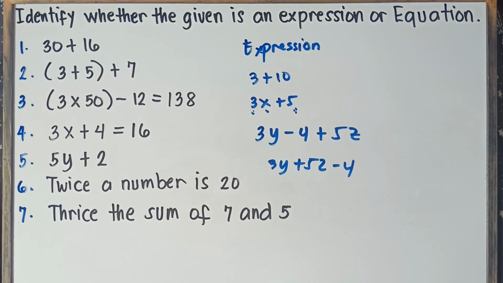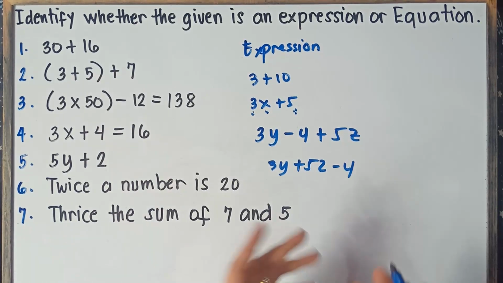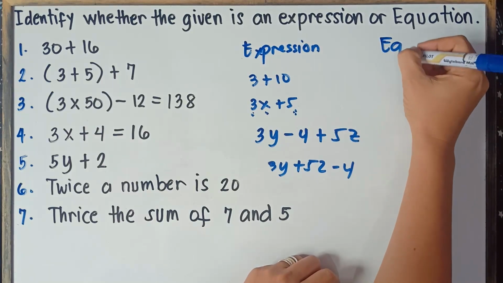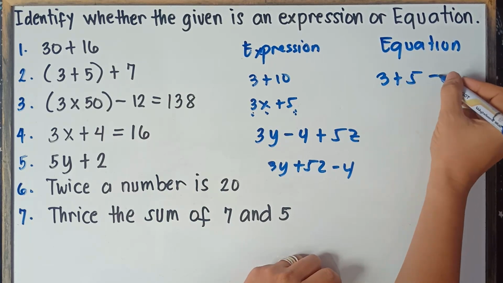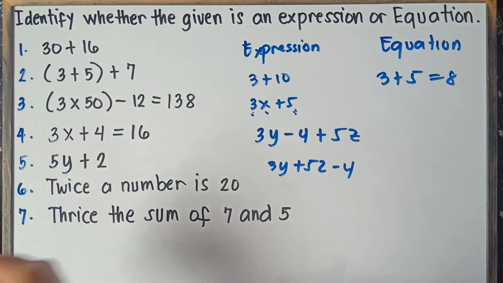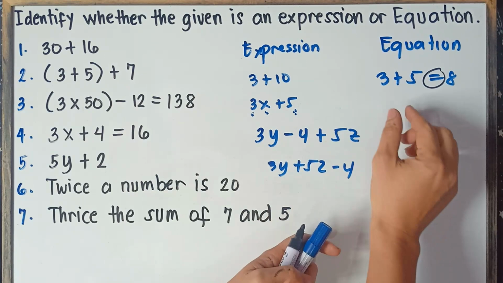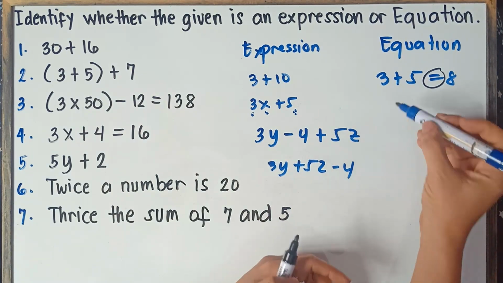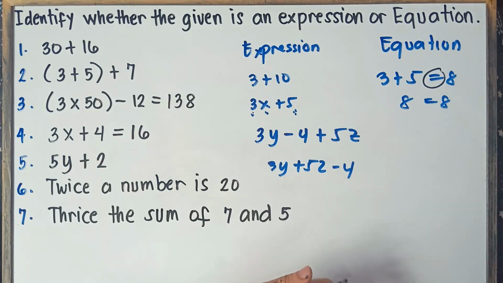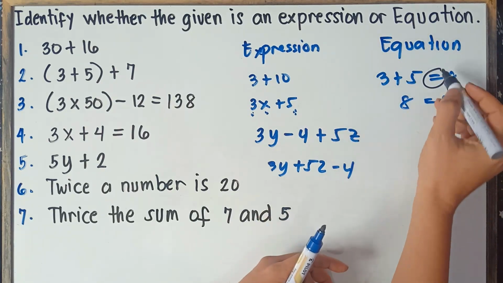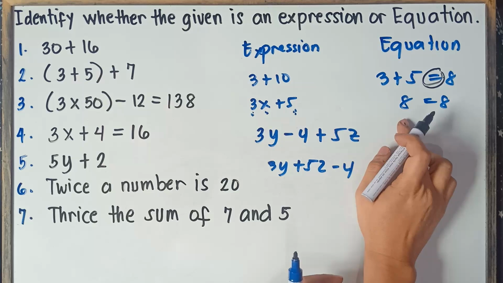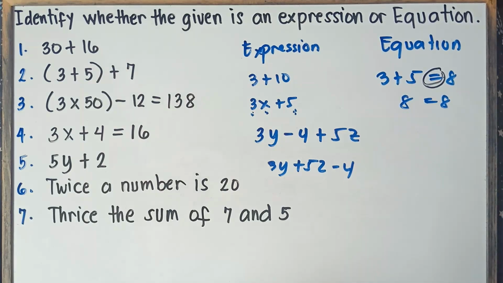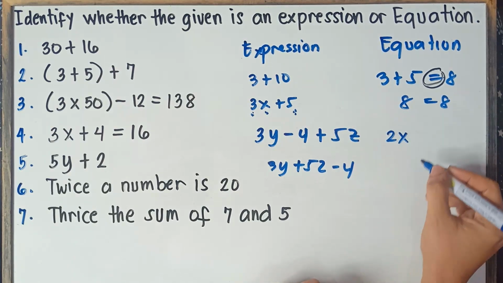So let's have an equation, class. An equation is a complete mathematical statement. Example for an equation, if I say 3 plus 5 equals 8. So you have this equal sign, so two expressions are equal. 3 plus 5 is equal to 8. Therefore, class, we call this one an equation because we have an equal sign and two expressions are equal. 3 plus 5, that would be 8, so equals 8.